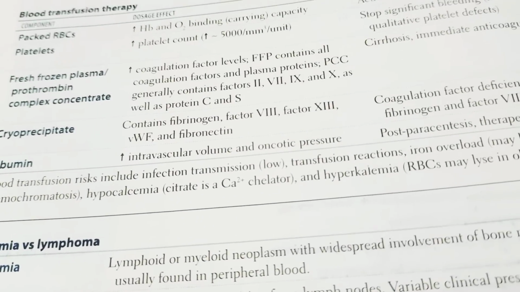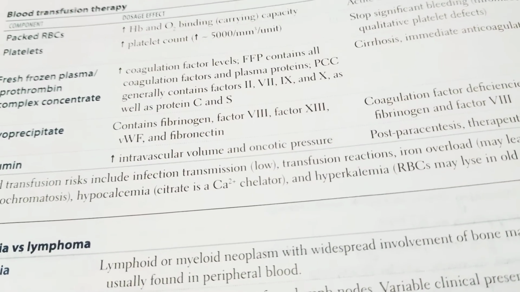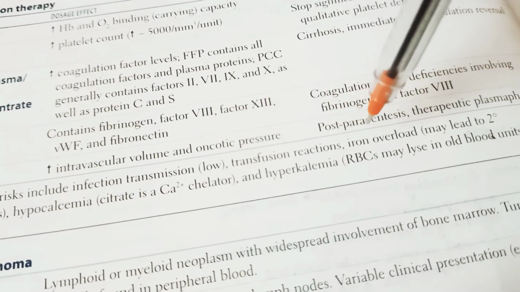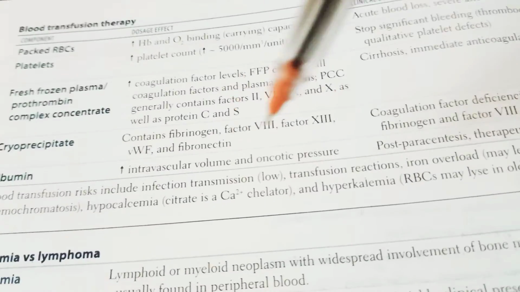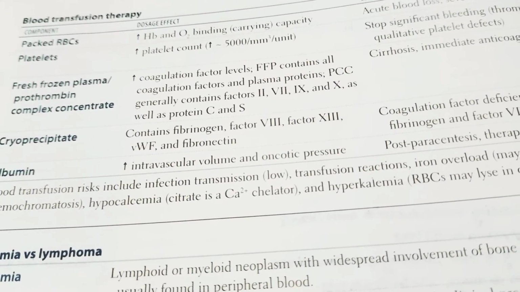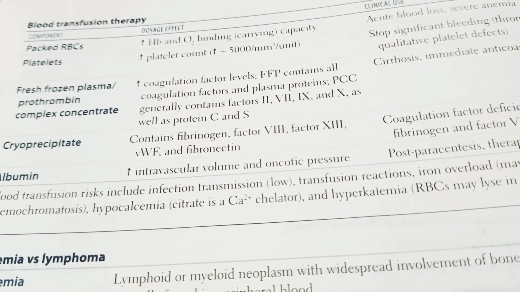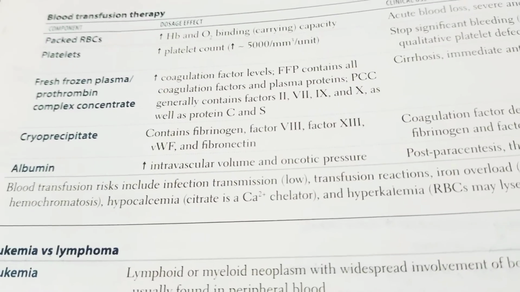So blood transfusion risks include infection transmission. Okay, so if you are giving infected blood, transfusion reactions may occur, or also iron overload may lead to secondary hemochromatosis, because you already know that iron is present in our blood, and now if you are taking extra blood, extra iron into the body, that is hemochromatosis.